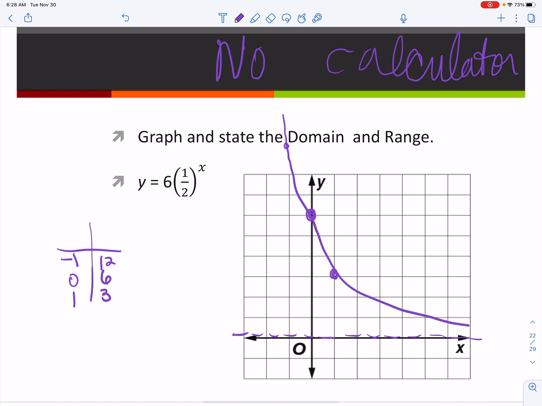So it's going to come in and go down like this. The 6 makes it really wide. The 1/2 makes it decreasing. My domain is negative infinity to infinity, and my range is 0 with parentheses to infinity.